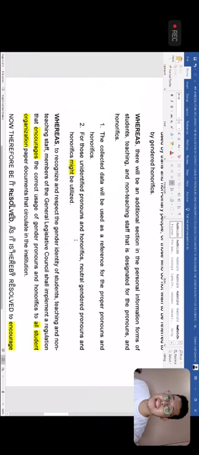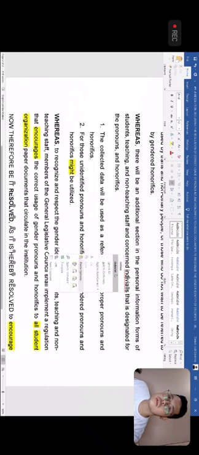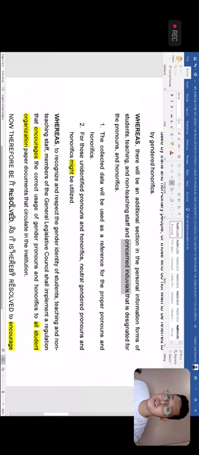whereas there will be an additional section in the personal information forms of students, teaching, and non-teaching staff. I wish to add here "and all concerned individuals" to be consistent with the title: teaching and non-teaching staff and all concerned individuals. That is designated for pronouns and other details.